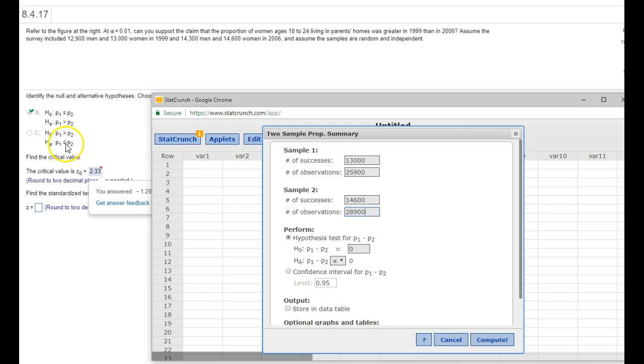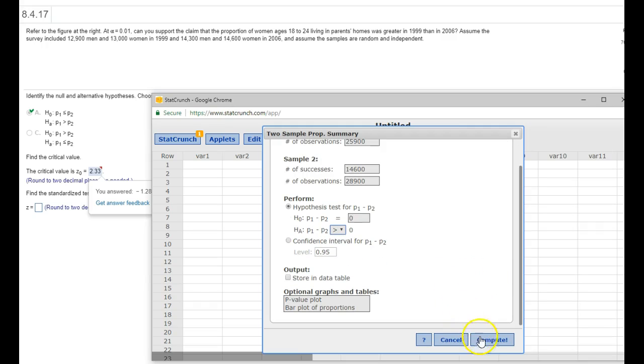Okay, so p1 minus p2. We want greater than. To think about this, we can subtract p2 onto the left side, and we would end up getting this for the alternative hypothesis. You almost always have 0 here, so don't worry about that. And then we're ready to compute.